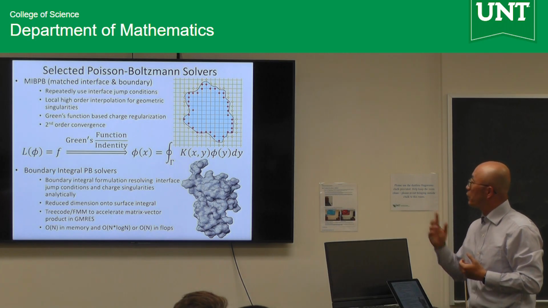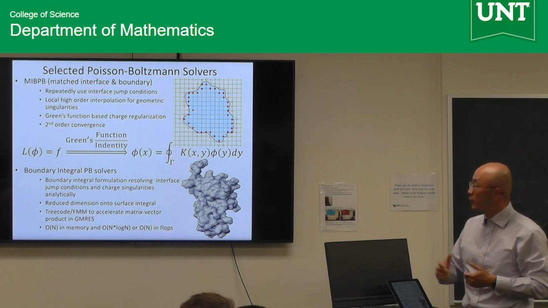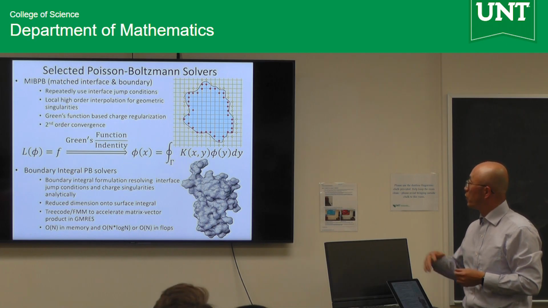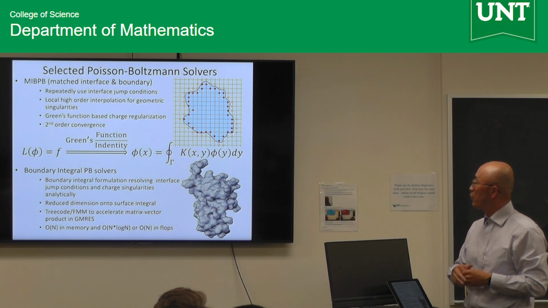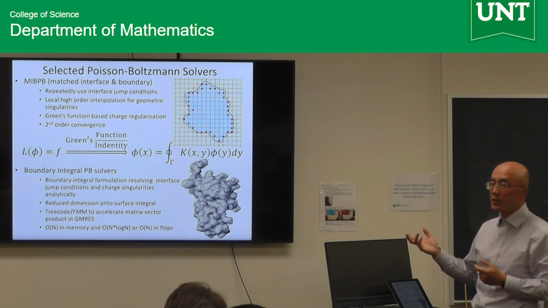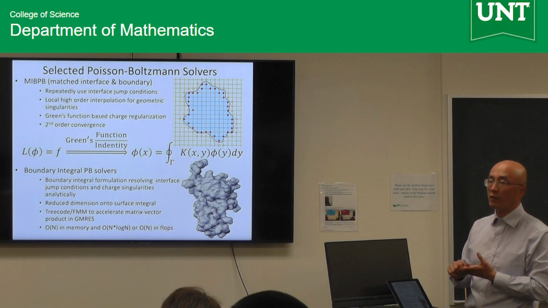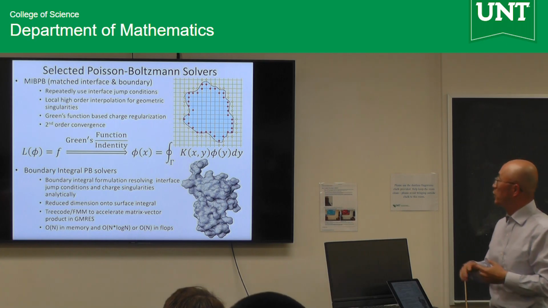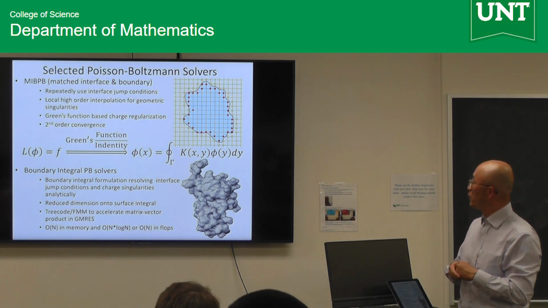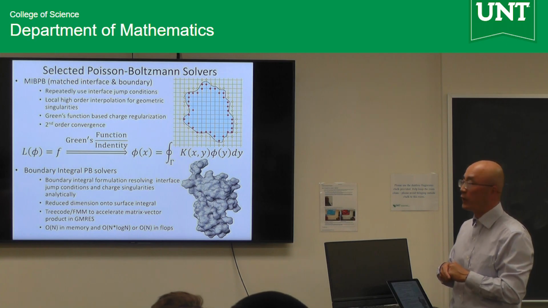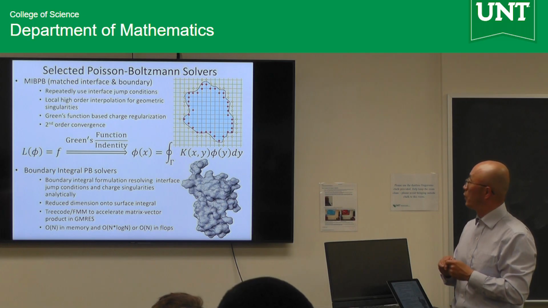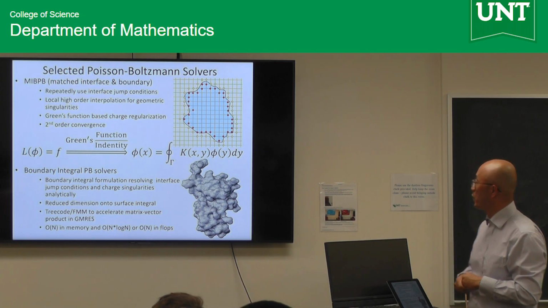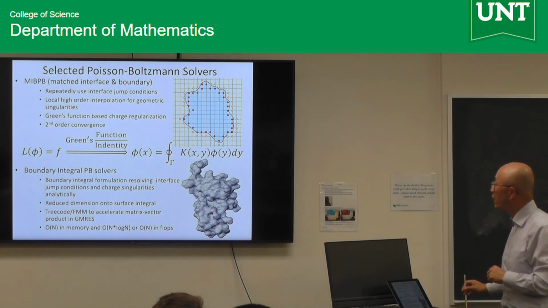So you can resolve interface jump conditions and charge singularity analytically. You can reduce the dimension onto the surface integral, and then we can also use the treecode or fast multipole method to accelerate the matrix vector product in GMRES. GMRES is a numerical linear algebra solver you're eventually going to use. This kind of method has another very important advantage: it is O(N) in memory, and O(N log N) or O(N) in flops. So it is a very efficient method, both in CPU time and memory.